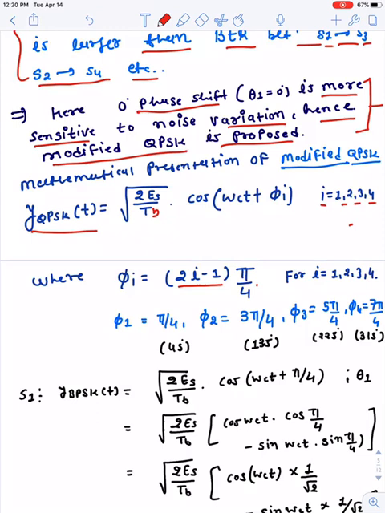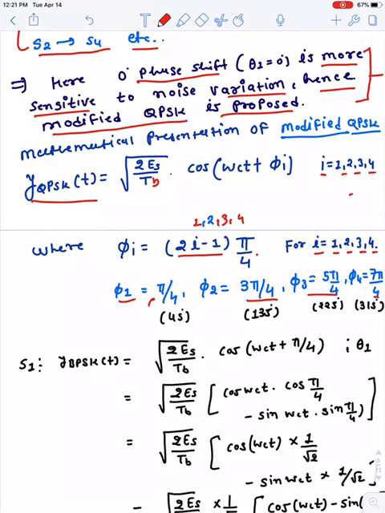So if you put different values of i in this equation, we get phi 1. For phi 1, we put i equal to 1, then it's (2 minus 1) pi by 4, so that is pi by 4. Then we put i equal to 2, we have (4 minus 1), 3 pi by 4. For i equal to 3, we have 5 pi by 4, and for i equal to 4, we get 4 into 2, 8, minus 1, so 7 pi by 4. So we have 4 phasors here. The first phase is pi by 4, next is 3 pi by 4, then 5 pi by 4, and 7 pi by 4.